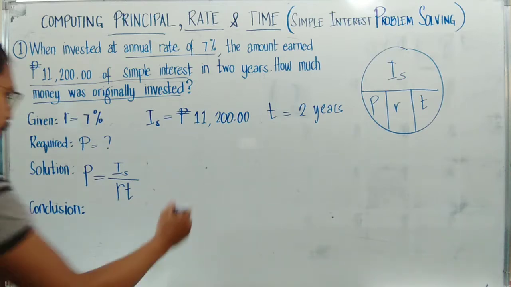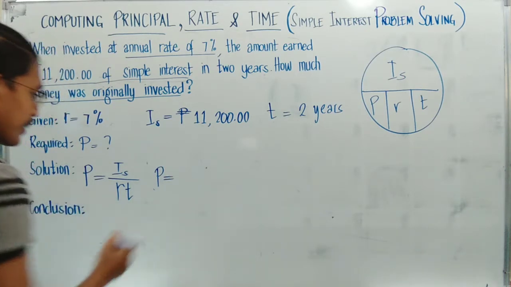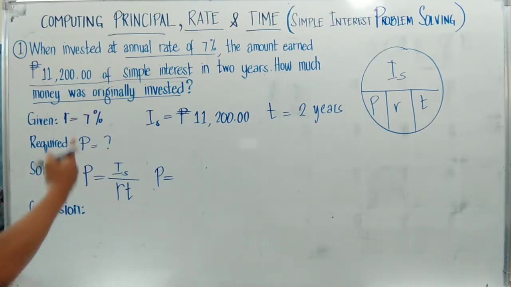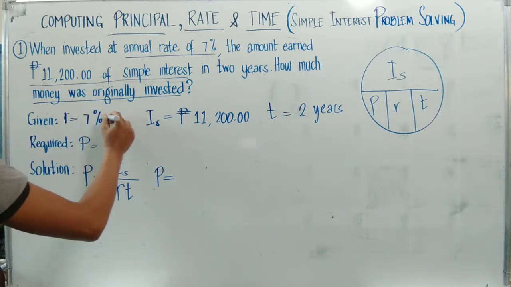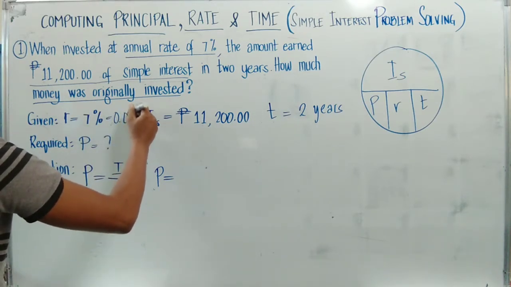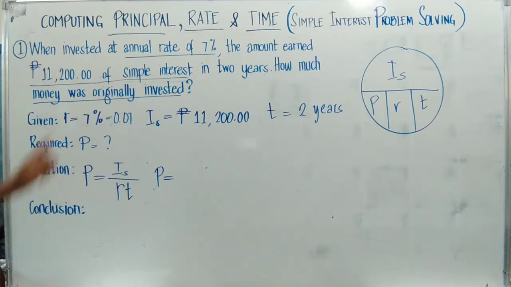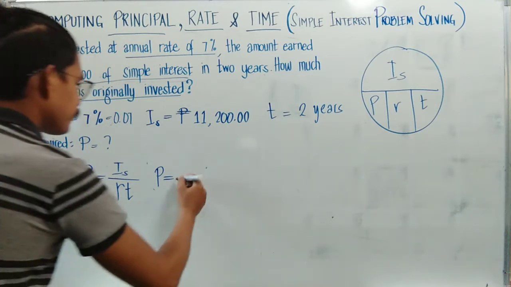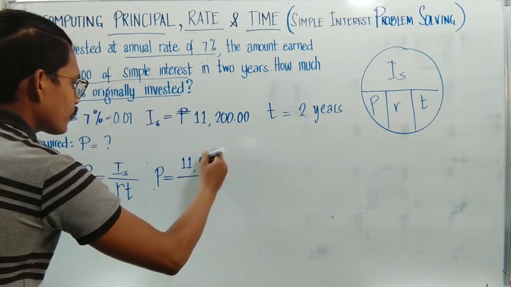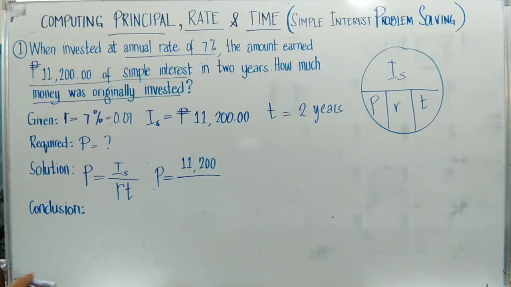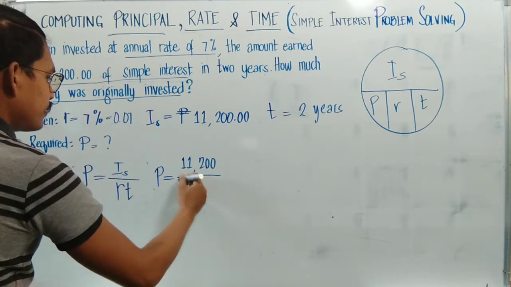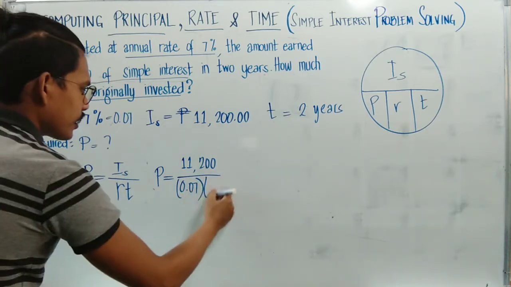Then we will substitute the values of I sub S, your simple interest, and your rate and time. Converting the rate, which is 7%, into decimal gives 0.07, that is 7 divided by 100. Continuing, we have I sub S equal to 11,200, divided by R, which is 0.07, times T, which is 2 years.